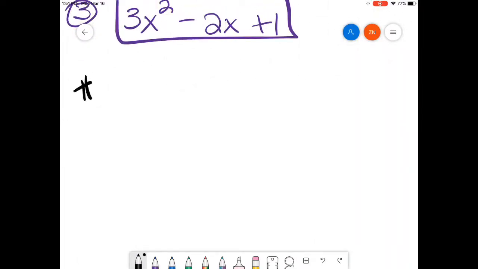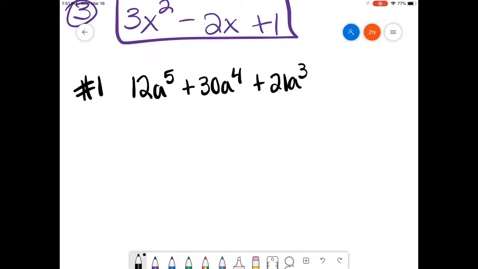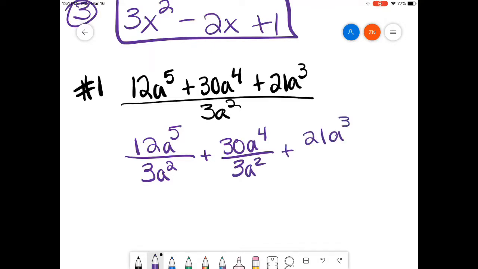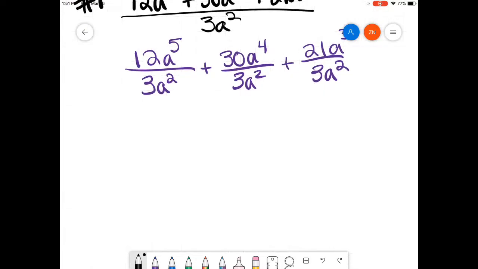So example number 1, you have 12a to the 5th plus 30a to the 4 plus 21a cubed divided by 3a squared. Break it apart into separate division problems. 12a to the 5th divided by 3a squared plus 30a to the 4 all over 3a squared plus 21a cubed divided by 3a squared. If I break this apart, I have 12 divided by 3, which is 4.